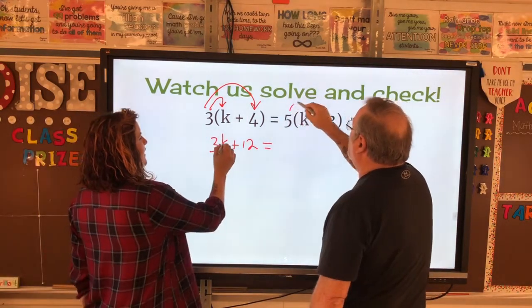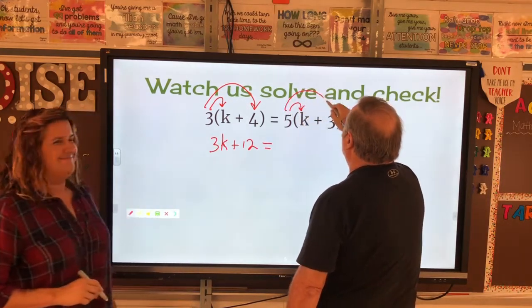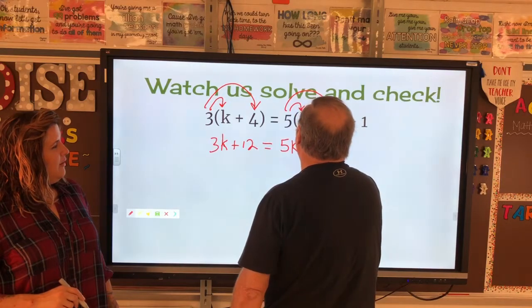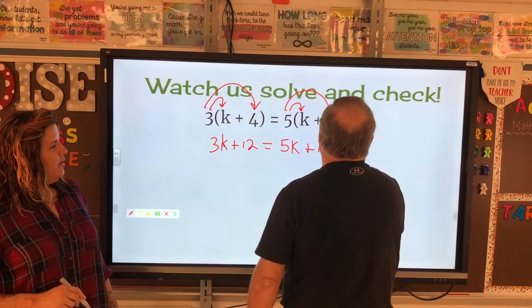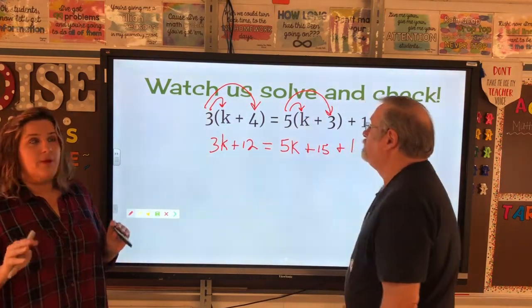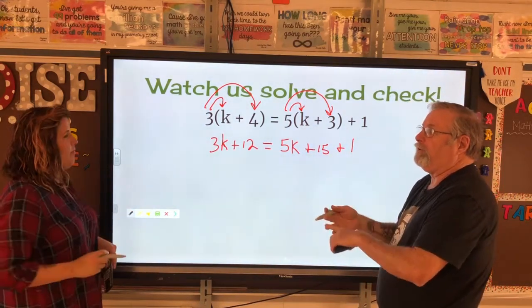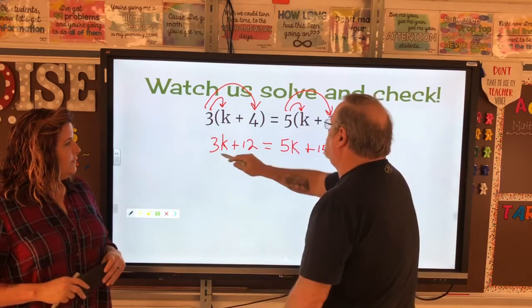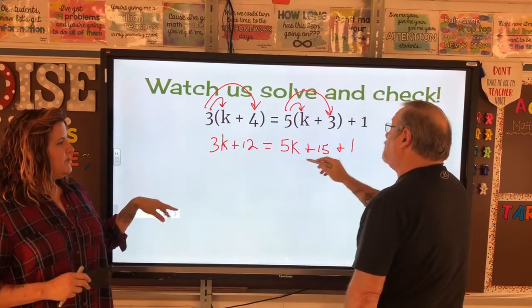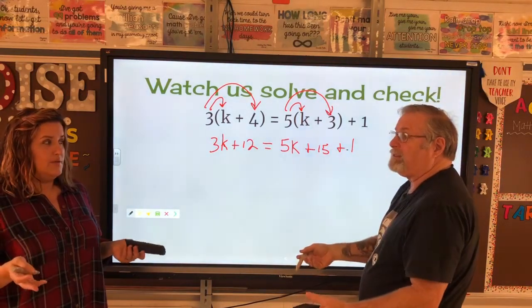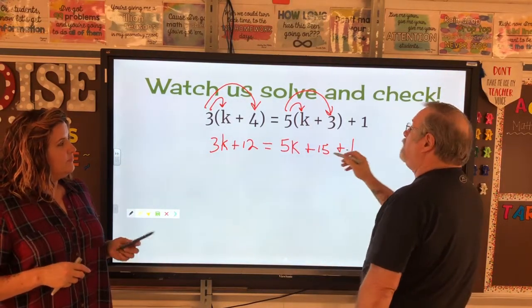So over there we have to distribute. I'm going to distribute here and distribute here. Gives us 5k plus 15 plus 1. So parentheses gone. Okay, I'm taking care of parentheses. Now I know I have to combine like terms. Nothing's alike over here. But over there, see, these two right here are both just constants that are part of the sentence. We can combine them together.